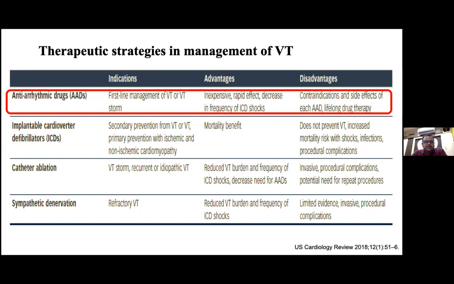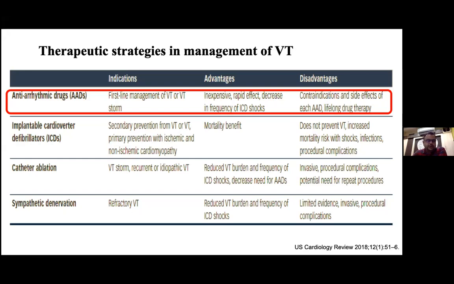Then the ICDs are basically used in secondary prevention of VT or VF, and they can also be used in primary prevention with some ischemic and non-ischemic cardiomyopathies. In inherited cardiomyopathy, we know that the patient is going to have a VT in the future, so they can be given an implantable cardioverter defibrillator. They have a mortality benefit, but they do not prevent the VT. This needs to be remembered: ICDs are there to treat the VT, but they do not prevent it. They also increase the mortality risk with shocks, and they carry risks of infection and procedural complications.